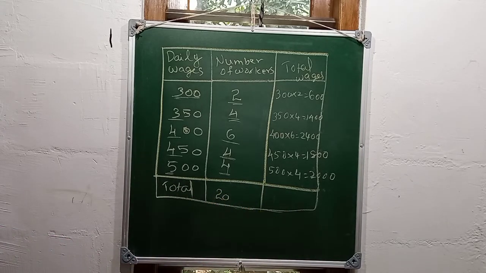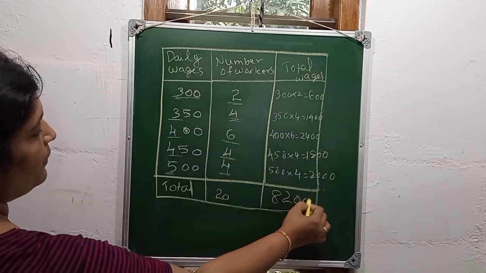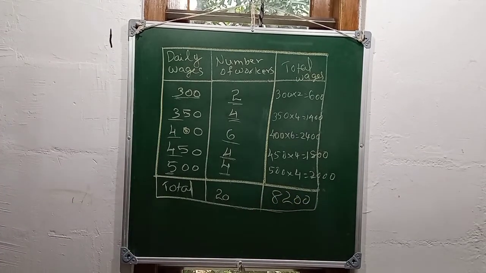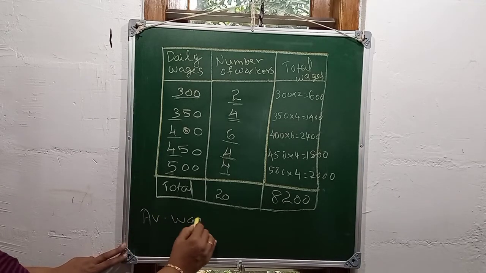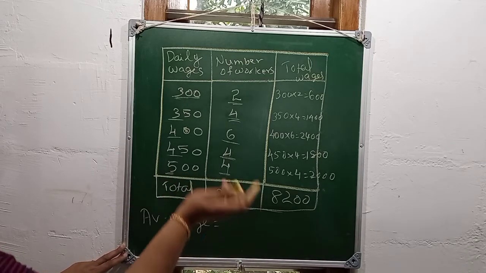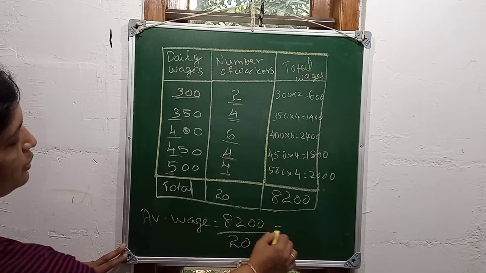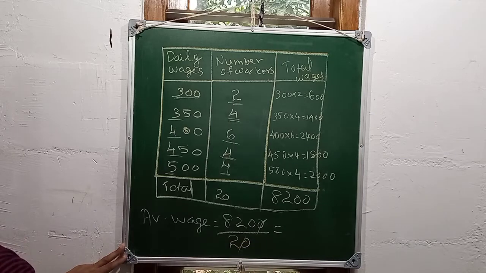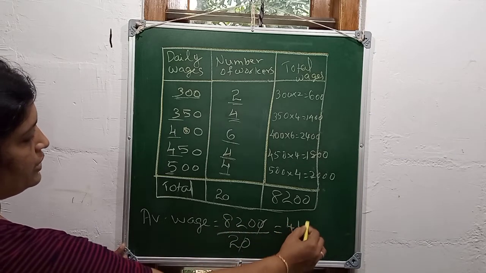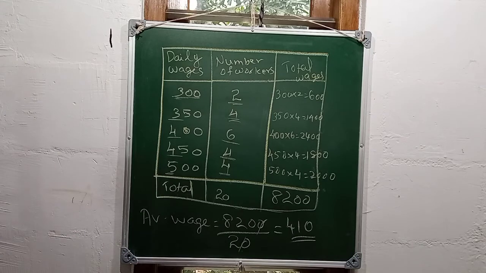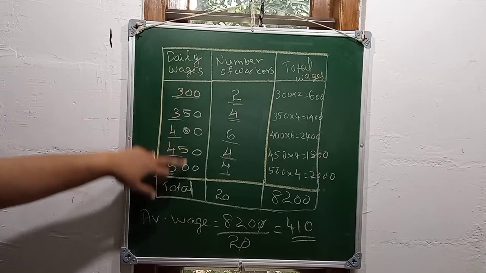And how much is the total wages of these 20 workers? The sum of all this is equal to 8200. So how do we find the average wage of the worker? Average wage is equal to sum divided by number. Here the sum is 8200 divided by the number, 20. The 0 and 0 get cancelled. Then in 82, it is 410 rupees. See, the wages are in between 300 and 500.